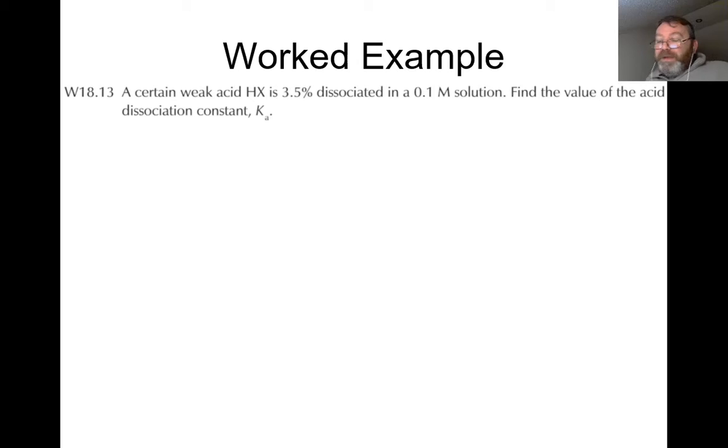Okay, last one. A certain weak acid, HX, is 3.5% dissociated in a 0.1 molar solution. Find the value of the acid dissociation constant. Now, they're asking me to find Ka. But again, what am I dealing with? I'm dealing with a weak acid. I'm dealing with a 0.1 molar solution. I'm dealing with it being 3.5% dissociated. And that means then that the only thing left for me to find is Ka.